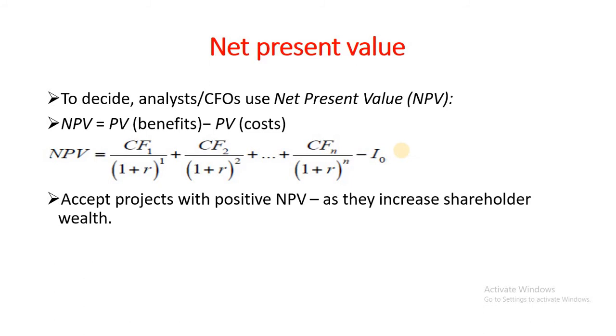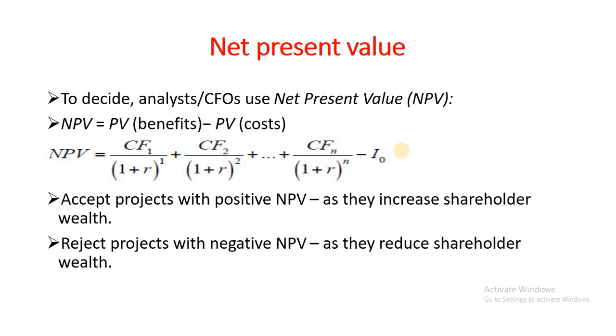As per net present value, we'll accept a project if the NPV is positive, because if NPV is positive, it will increase shareholder wealth. And based on NPV, we'll reject the project if the NPV is negative, because if we accept a project with negative NPV, it will reduce shareholder wealth.